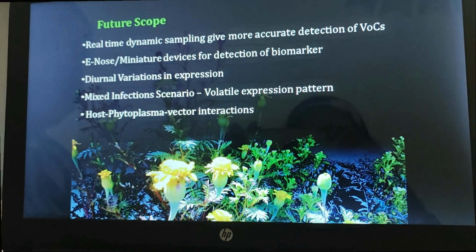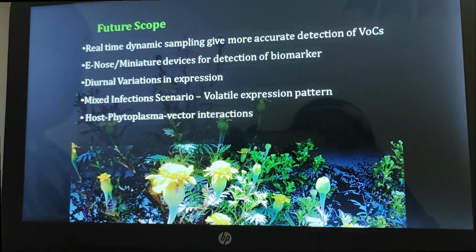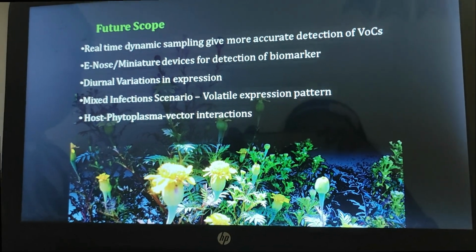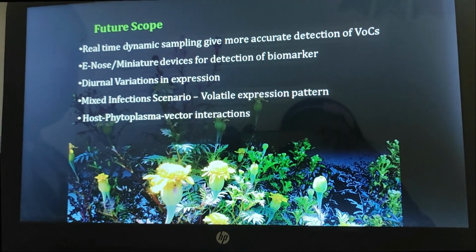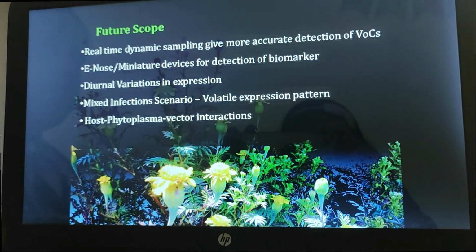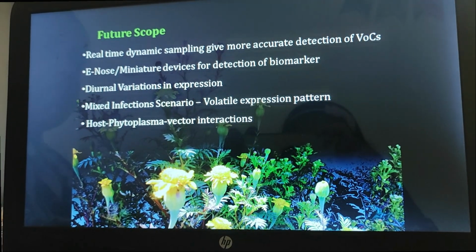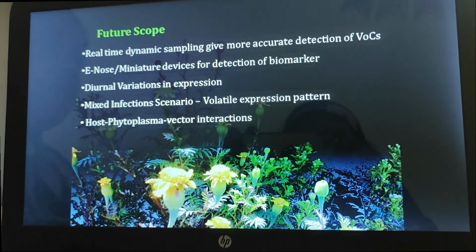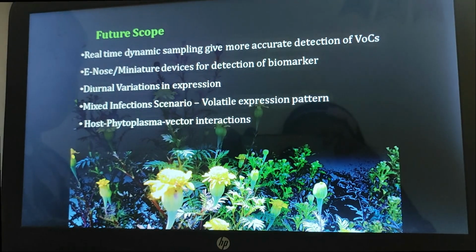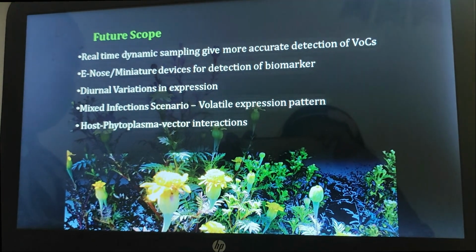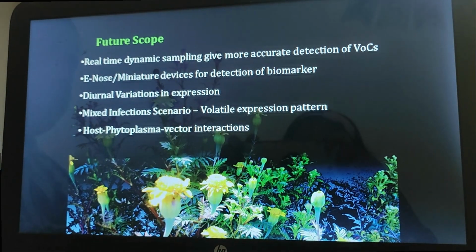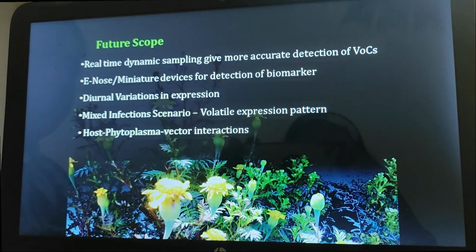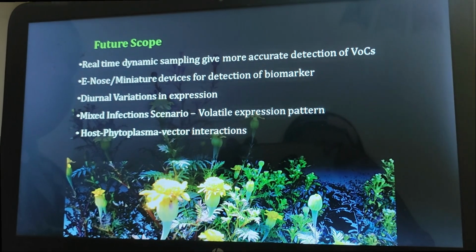If we can do real-time dynamic sampling, we will get more accurate detection of volatile organic compounds. And from the identified biomarkers, if we can make some biosensor for identification of these biomarkers, then through ENOs or other miniature devices, we can employ on-field detection of Phytoplasma in an early stage. And diurnal variation also has some influence on the volatile organic compound release during phytoplasma infection. So this can be explored, and in the field there will not be individual infections.